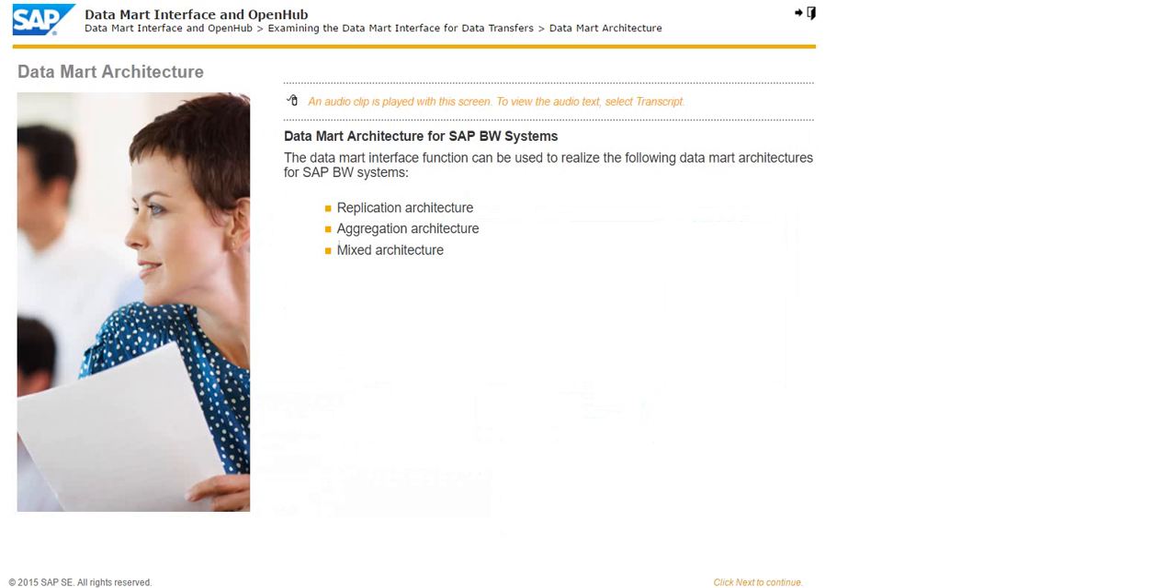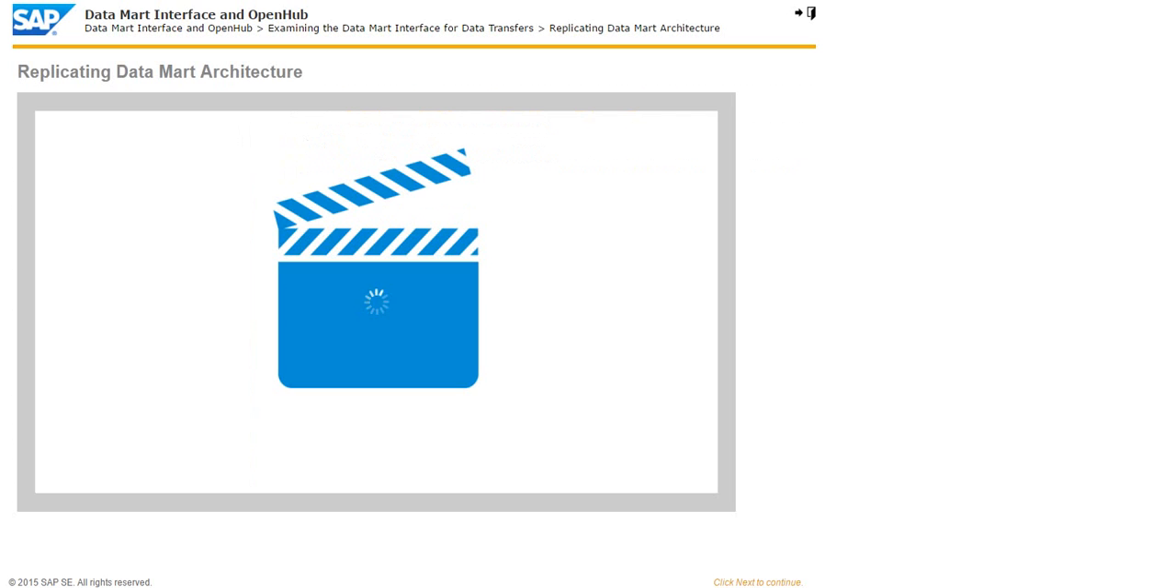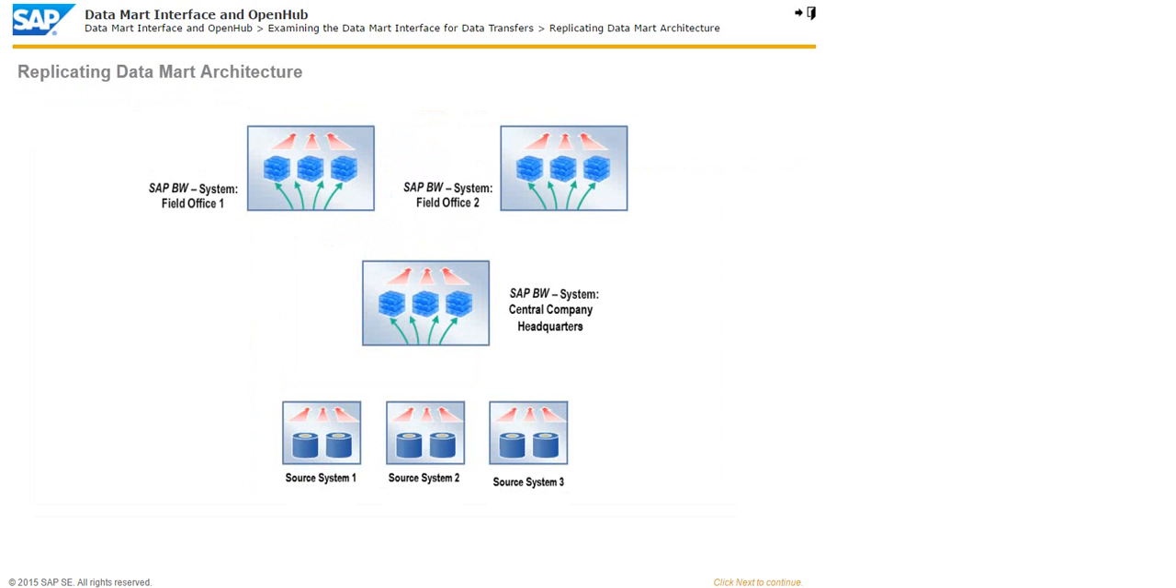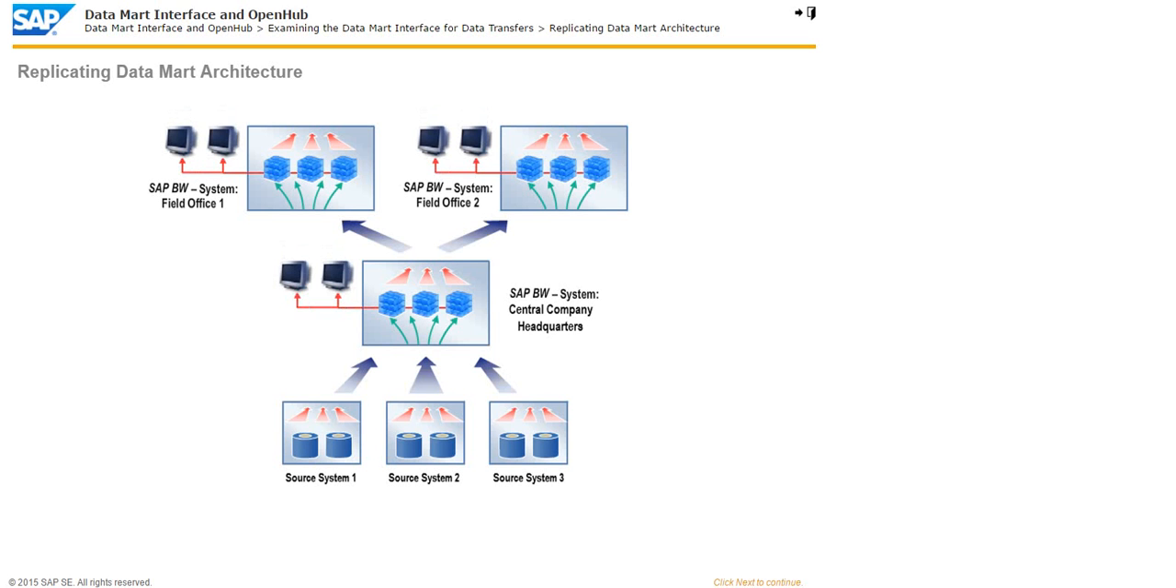The Data Mart interface function can be used to realize the following Data Mart architectures for SAP BW systems. With the replicating architecture, also known as an inside-out architecture, an SAP BW system provides the source data for updating other SAP BW systems. The data selected and the specific updates to the target SAP BW systems depend on the requirements of the company concerned.